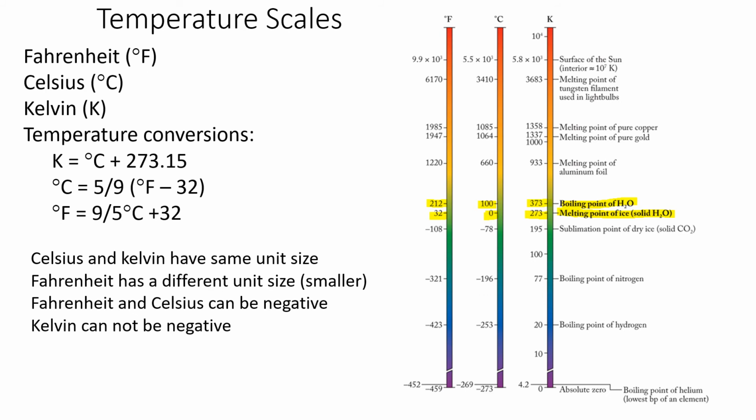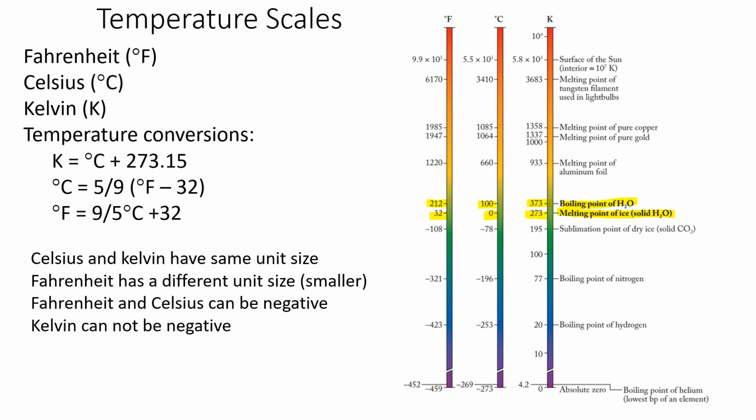You can create your own scale with different numbers for each of these points. But we know that water freezes, water boils. So we can do some comparing and some contrasting with this. First thing we can look at is comparing and contrasting Celsius and Kelvin.